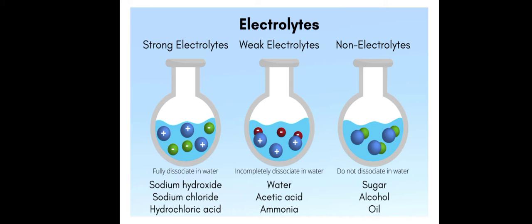And the substances which do not dissociate are called non-electrolytes. अब इसमें क्या क्या हो सकते हैं? शुगर हो सकता है, अल्कोहल हो सकता है, ऑयल हो सकता है. ये डिसोसिएट तो नहीं करेगा, इसलिए इसको नॉन इलेक्ट्रोलाइट बोला गया है.